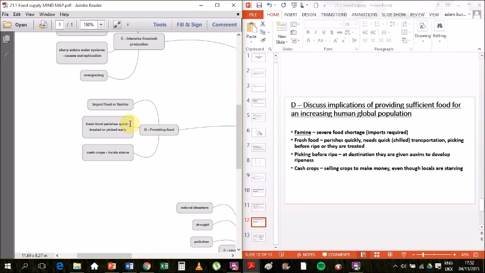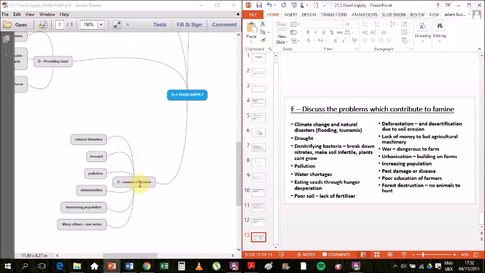But also to think about, for countries who can afford to buy imports, like Kuwait, the fresh food perishes quickly, as we all know. So they have to treat it, which is bad because you're putting chemicals onto the food, or you have to pick it early and then give it chemicals to help it to ripen. So that's one issue. Cash crops is where a poor country would grow crops that it could grow and then sell them to make some money, but it would mean that the locals are going hungry.